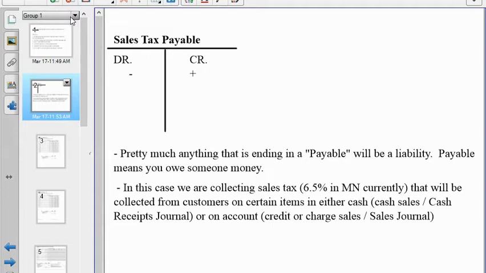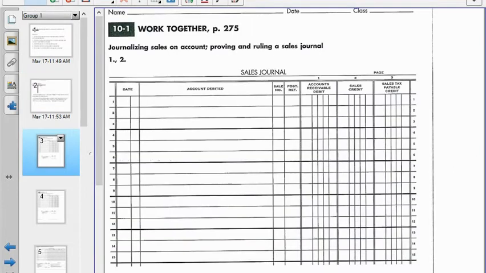Jump forward, if you would, please, and thank you, to page 272. We're going to take a look at our sales journal. This is our company selling whatever product we have on account. We're not getting paid that day. Now, we're old school 1950s paper pencil world. We have the ability to get these blank pieces of paper and write up whatever we want in whatever column we want.